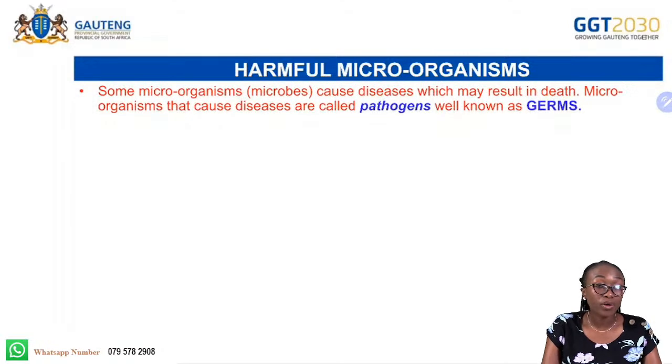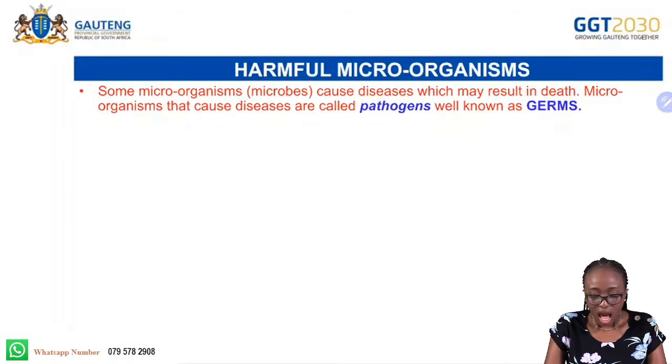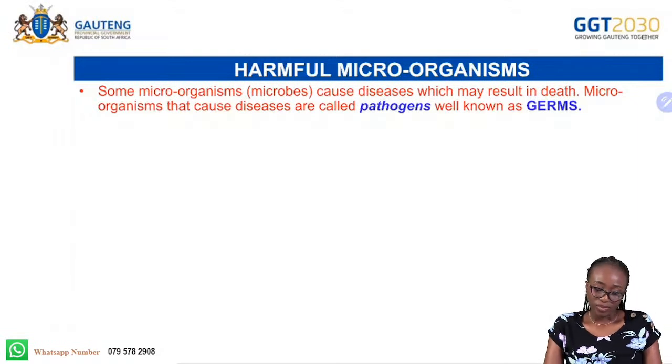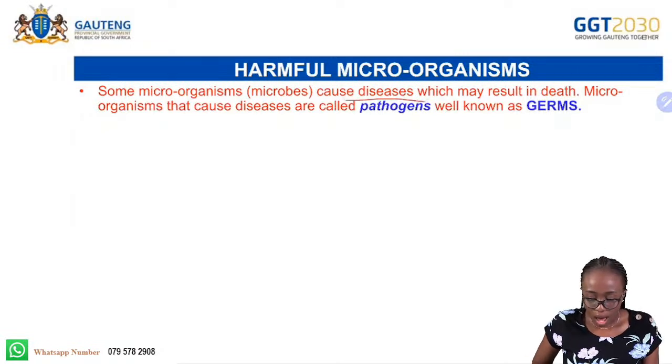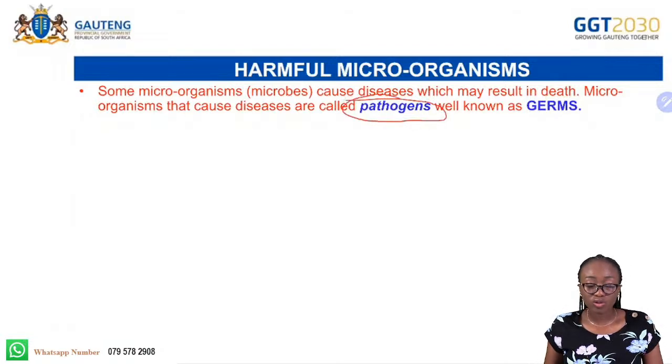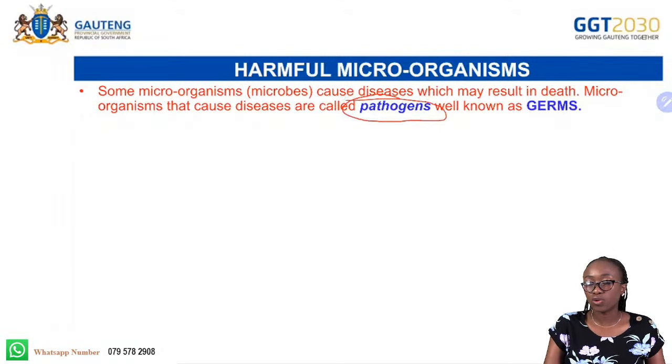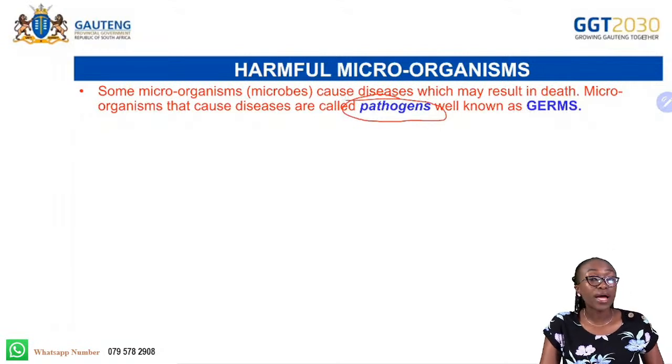So some microorganisms, microbes, cause diseases, and these diseases may result in death. And microorganisms that cause diseases are called pathogens. They are called pathogens, and you may have heard some people calling them germs. So microorganisms that cause diseases are called pathogens.